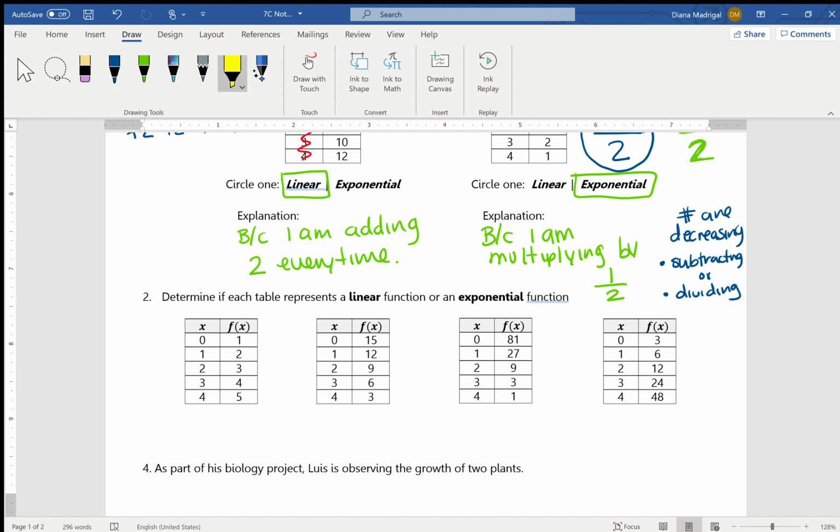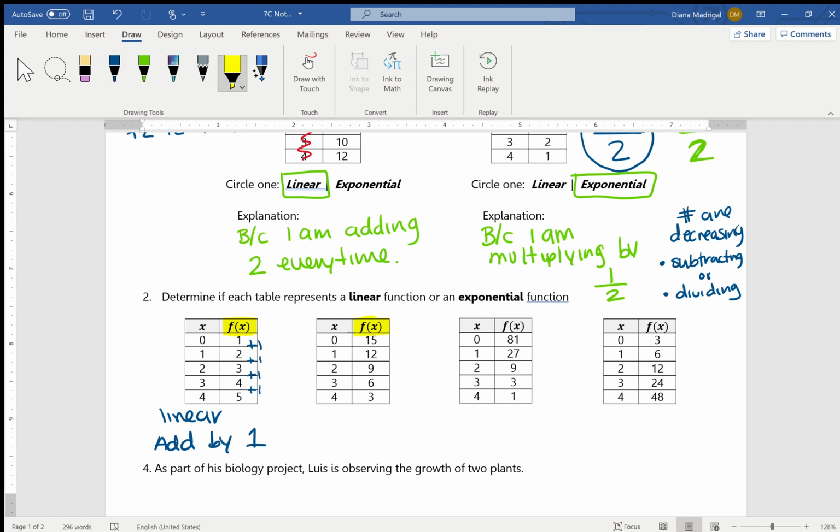All right. Again, you're only looking at the numbers of f of x. 1 to the second number, I have to get 2. So again, I see that my numbers are going up: 1, 2, 3, 4, 5. So I'm either adding or multiplying. 1 plus 1 gives me 2, plus 1 gives me 3, plus 1 gives me 4, plus 1 gives me 5. So this one is linear because I'm adding by 1.